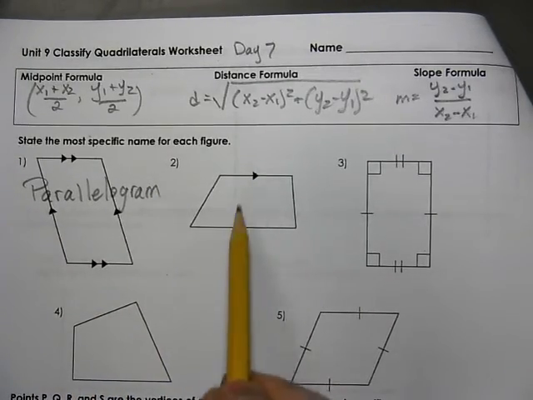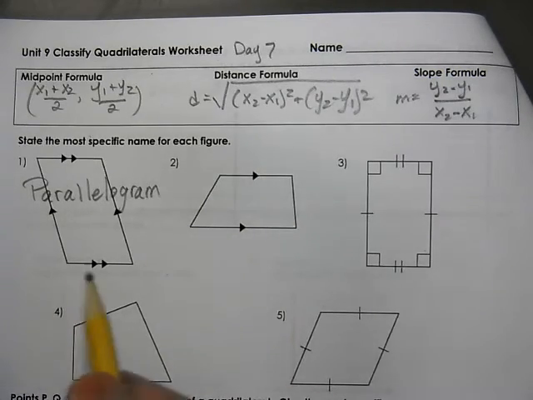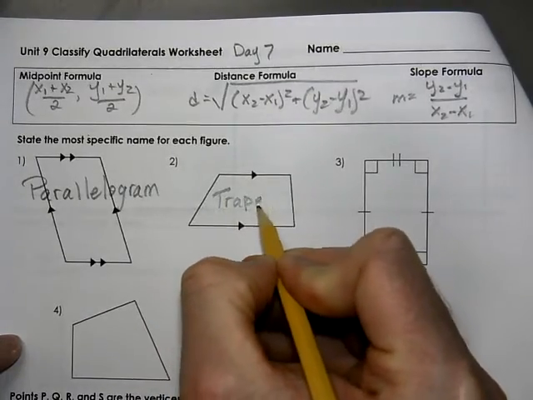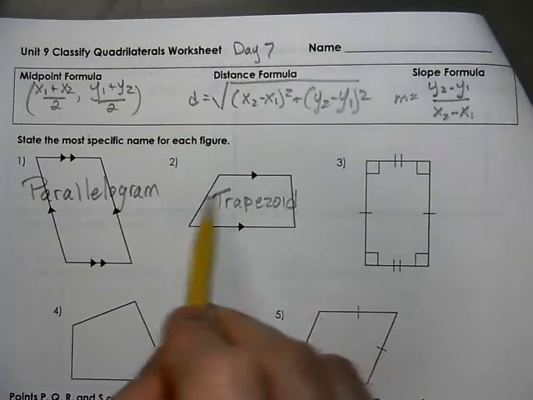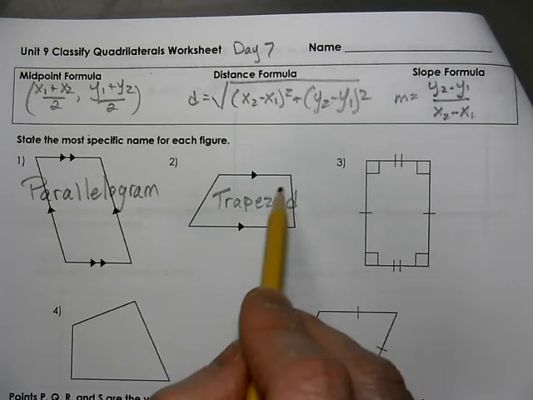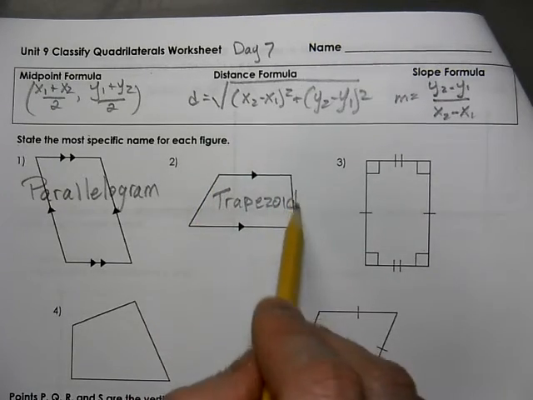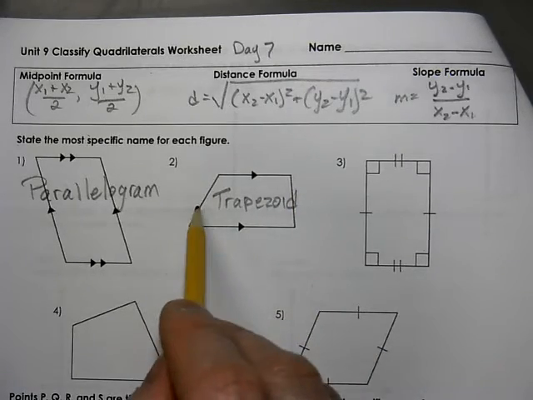Here we have one set of parallel sides. The other set is not parallel, so this is a trapezoid. There's no indication that the other two legs are the same length. They would have to be slanting at opposite slopes, and you can tell this is much more vertical, which this is just a positive slope.